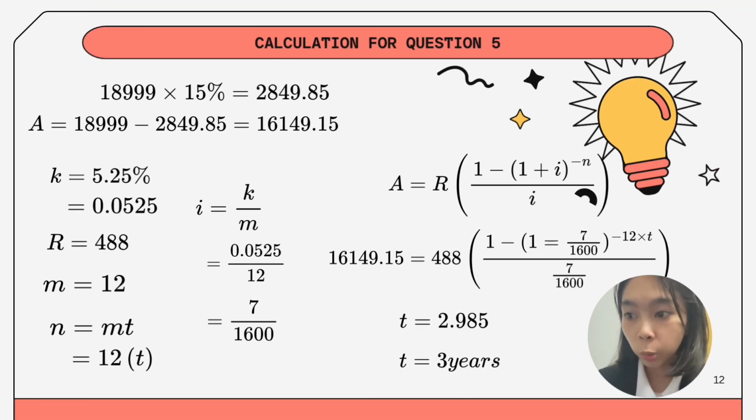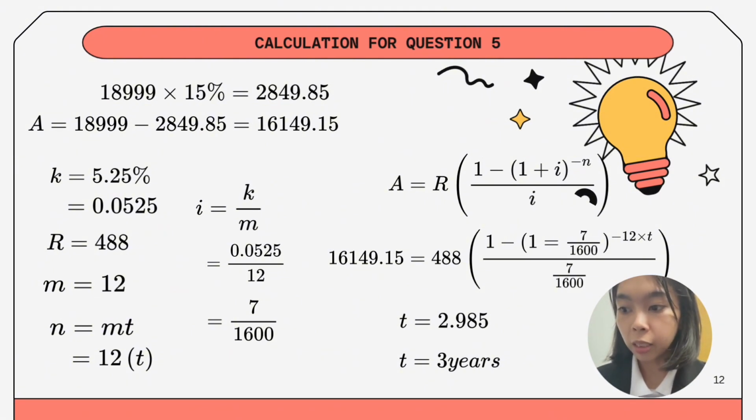Okay, for the last question, I first calculated the amount remaining after a 15% deduction from Rm8,999. So 8,999 times 15% gives 2,849.85. Then I subtract that from the original amount, giving A equals to Rm6,149.15.